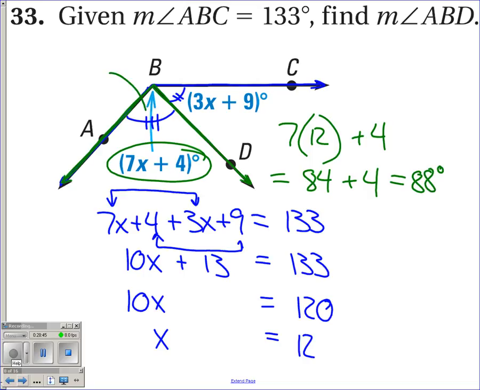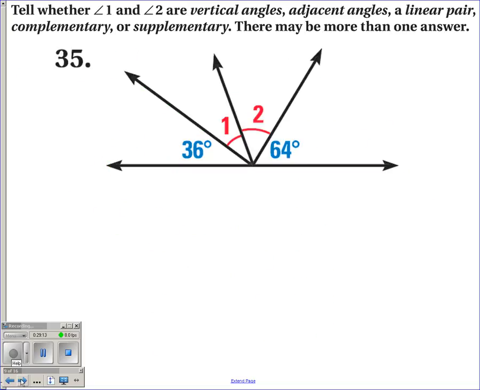So this angle, angle ABD, is 88 degrees. If they had asked for angle CBD, we would plug in 12, have 36 plus 9, and have 45 for the other one. But notice these two angles together, they're not supplementary. They don't add up to 180. They add up to 133. Okay? Let's go on to 35.